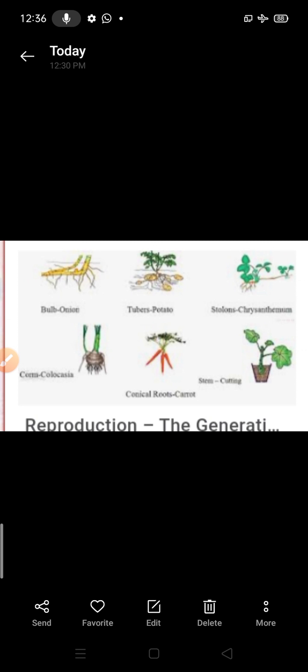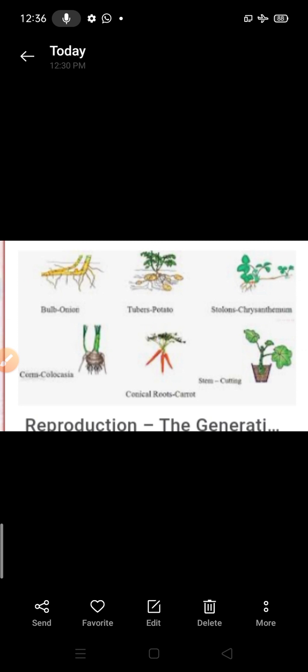On your screen you can also see the bulb of onion, tuber of potato, stolon of chrysanthemum, corm of colocasia, conical roots of carrot, stem cutting method. They all are the modes of vegetative propagation. Clear? The green grass grows in the fields after rain from the dry old stems of grass plant present in the field, by the method of vegetative propagation. It means that in rainy days, a new plant can sprout out from the old stem of grass plants also.